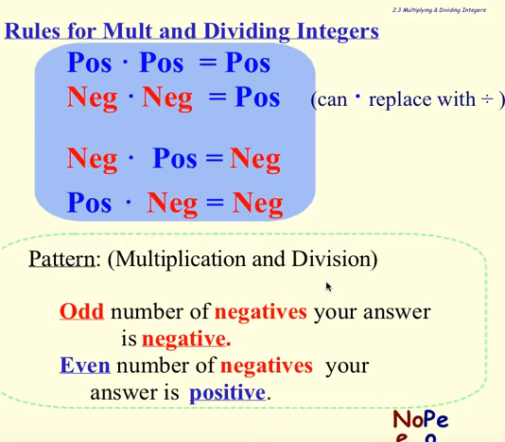You often hear this in classes, where a positive times a positive is a positive. We've always seemed to do that. A negative times a negative is a positive, and this is obviously going to work for division. A negative times a positive is a negative, and a positive times a negative is a negative.